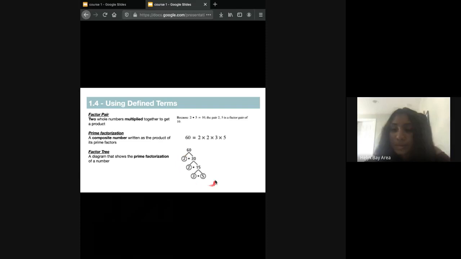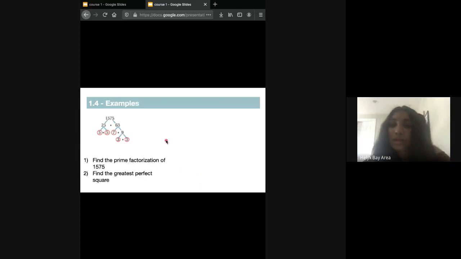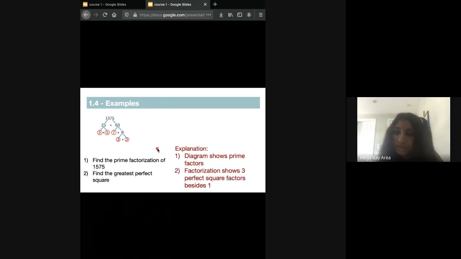divide them further. So our first example here is find the prime factorization of 1575 and then find the greatest perfect square. As you can see, we have a factor tree right here. So the prime factorization is already given to us here, the one circled in red. So the factorization is 5 times 5, 7, 3, 3. Those are the prime factors.